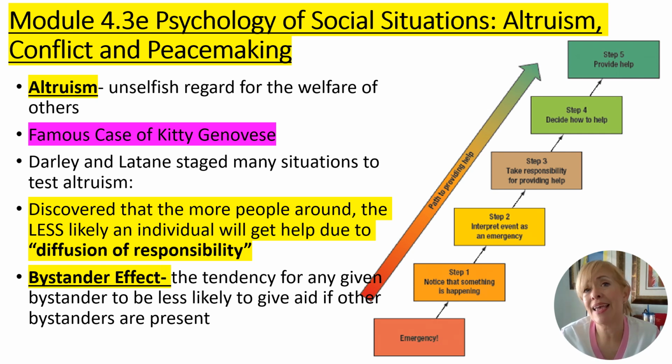And the famous case of Kitty Genovese, she was murdered in New York City and nobody helped. Nobody even called the police for her. And that's called the bystander effect. When you see someone in need, but yet you do nothing because you think someone else will take the responsibility, and that's called diffusion of responsibility.